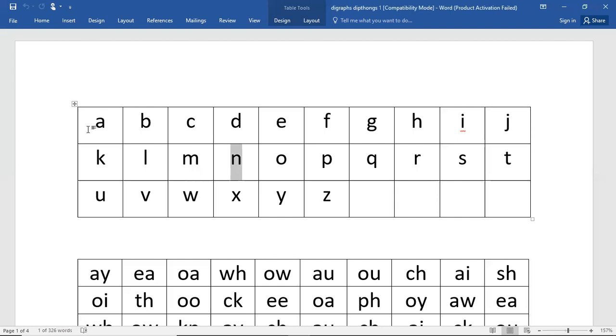So there's the letter M, N, O, P, Q, R, S, T, U, V, W, X, Y, and Z.